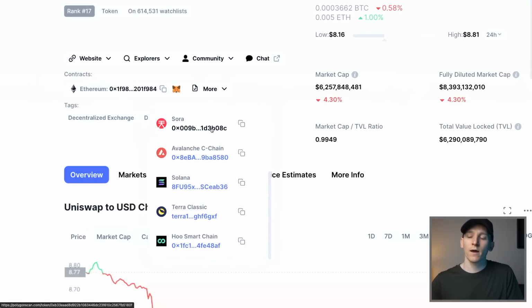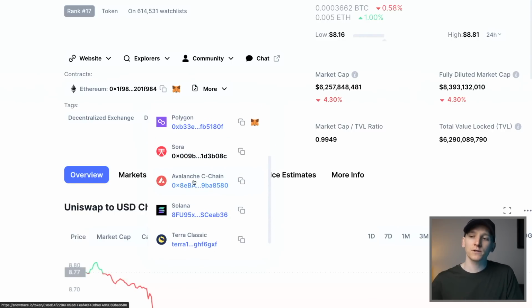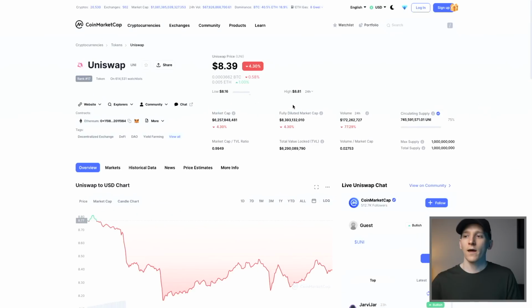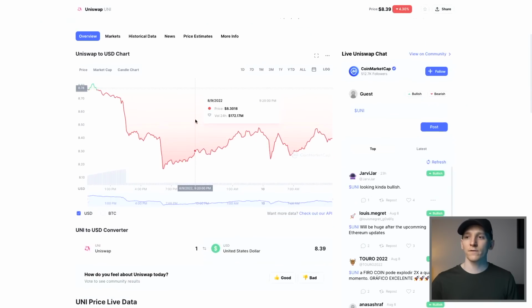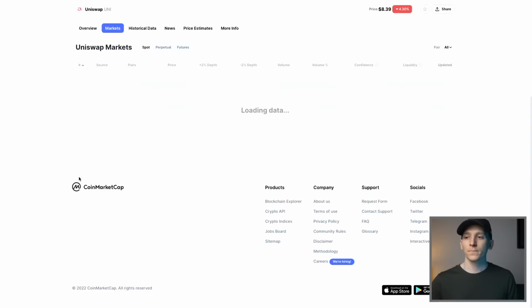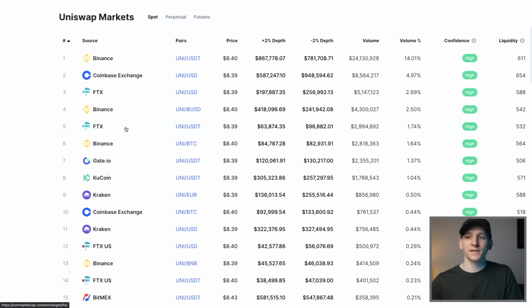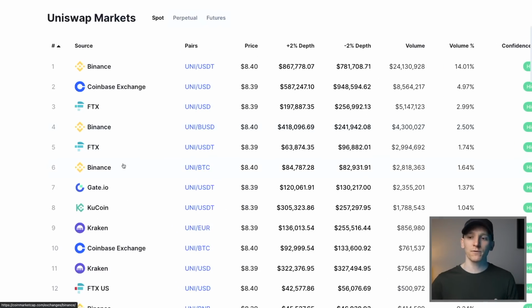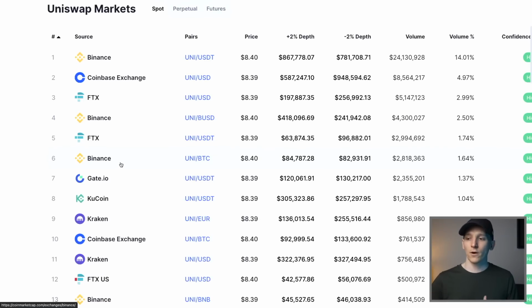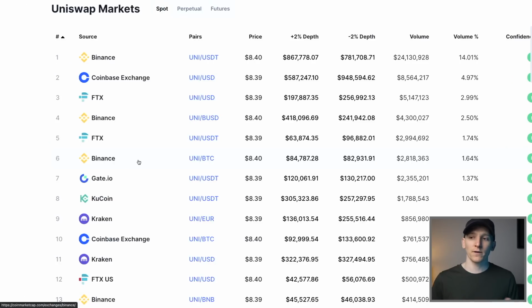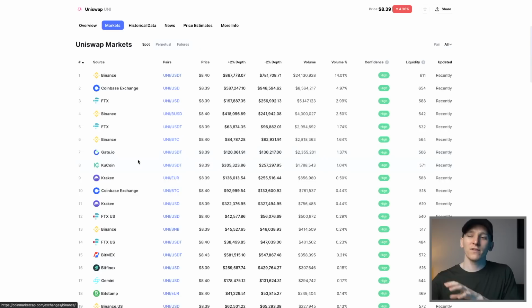If you go on more, you can see which applications at which blockchains actually support this token. And then something else really important as well is if you go down to markets, you can see all of the different exchanges that actually support trading of Uniswap. So you can make a call on whether you actually want to buy the token or not and where to buy it from. This is really good for much smaller altcoins where you might have one or two different places and you're like, I can't find how to trade it. You're going to find it on Coinmarketcap.